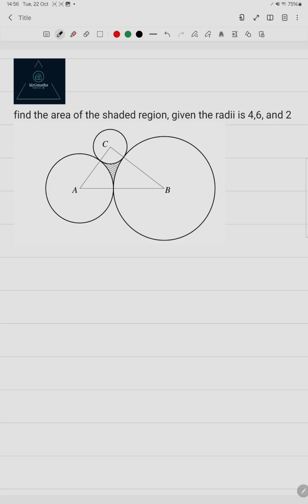One of the first things we have to do is prove that this triangle is a right-angled triangle, in which case our life would be so much easier. So let's check if my assumption is correct. If ABC is a right-angled triangle, then AC squared plus BC squared should equal AB squared. I think that's a fair assumption to make.